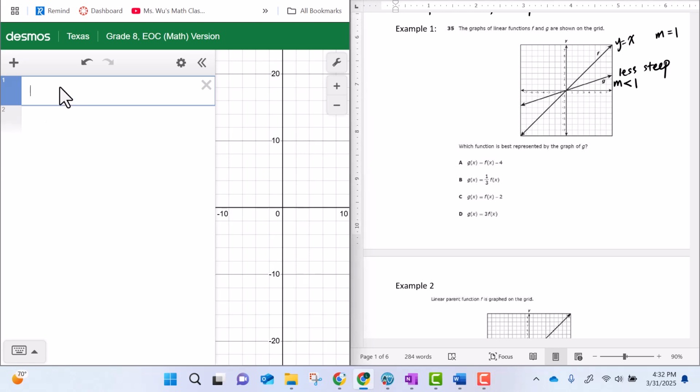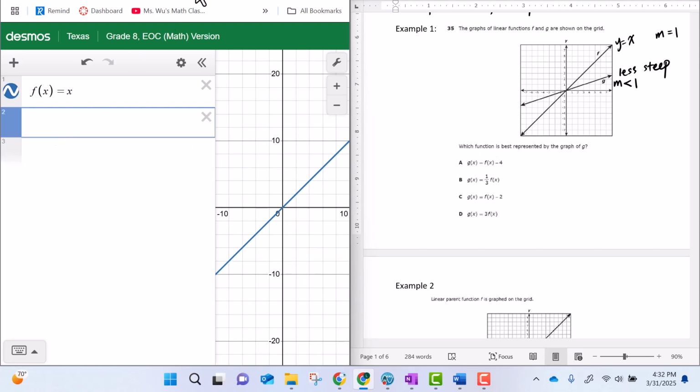You can use Desmos to check transformation. Type in the parent function, which is very important. You have to know the parent function. It's a linear function or quadratic function. This is a linear function. f of x equals x. Now, check A.